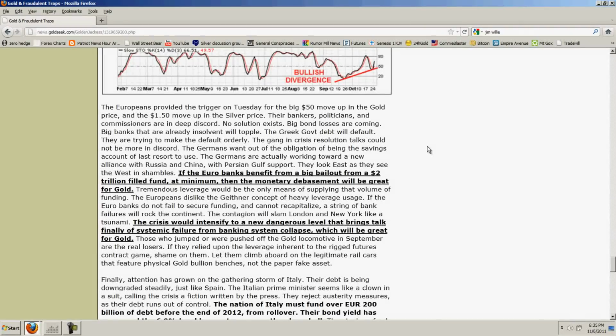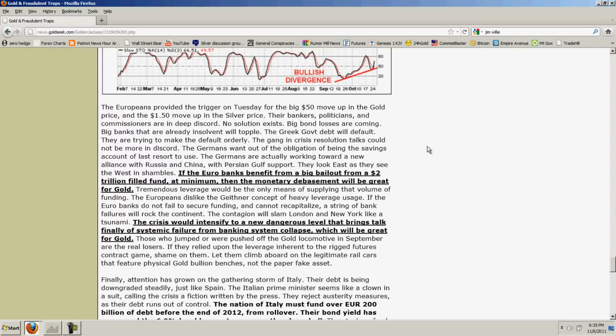Their bankers, politicians, and commissioners are in deep discord. No solution exists. Big bond losses are coming. Big banks that are already insolvent will topple. The Greek government debt will default. They're trying to make the default orderly. The gang in crisis resolution talks could not be more in discord.